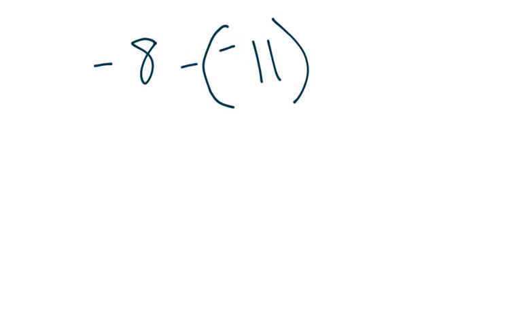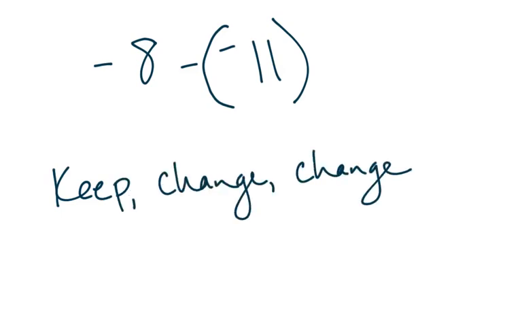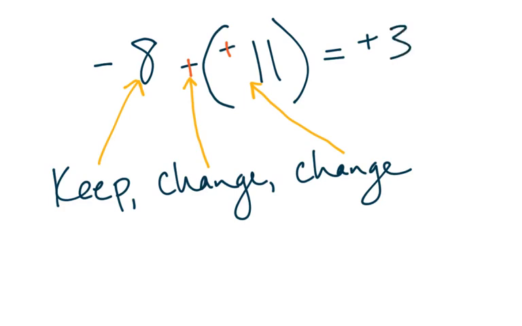Okay, so I'm going to keep, change, change. So I'm going to keep this exactly the same. I'm going to change this, and I'm going to change this. So keep the negative 8 how it is, change the minus to a plus, and change the sign. This is negative 11, so I'm going to make it positive 11. And I'm going to get different signs subtract, take the sign of the larger number. So I have more positives. I have 11 positives and only 8 negatives. So the answer is going to be positive. And I can subtract. 11 minus 8 is 3. Okay. And I don't need that positive.